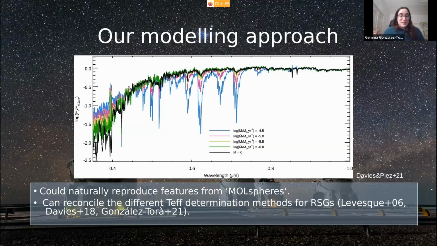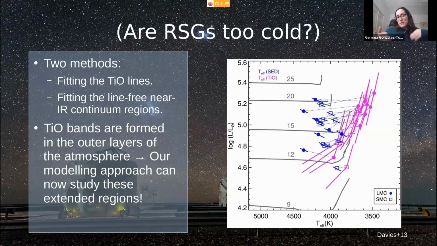What was also very interesting is that we could reconcile the effective temperature determination methods in red supergiants. Just a little bit to talk about this. There are different ways to get the effective temperature of red supergiants. The one that's most commonly used now is fitting the titanium oxide lines, because these are the most prominent lines that we find in red supergiants. But we found out, as you can see here on the right, that when we fit the titanium oxide bands only with MARCS models, without including any wind, we get a temperature that's super cold.